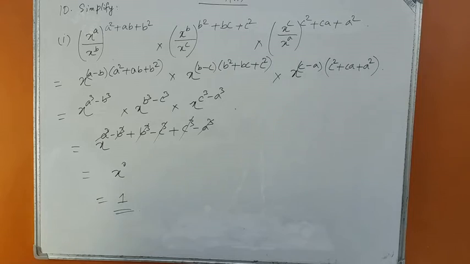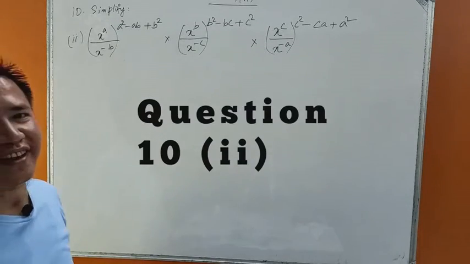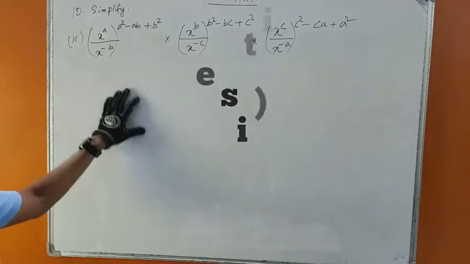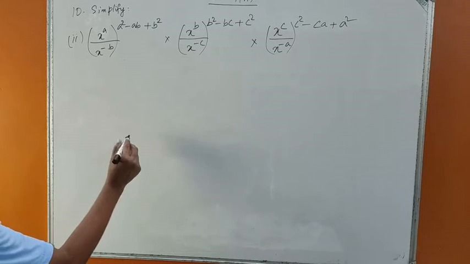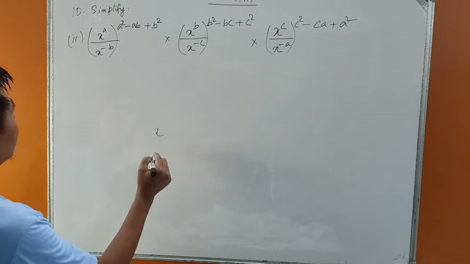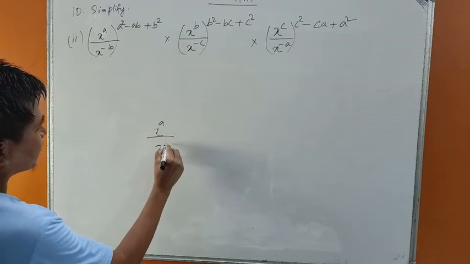Now let's do question number 2 of 10. This is the last question from this exercise, isn't it? So let's simplify this. We are asked to simplify this expression. So I told you earlier in question number 1 of 10, x to the power a upon x to the power minus b, isn't it?